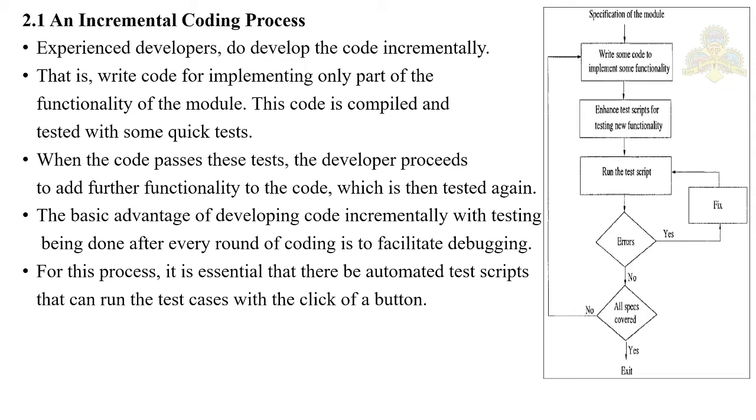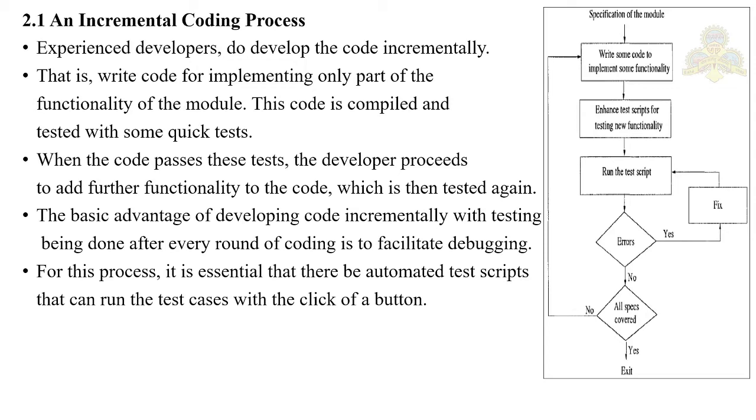Okay. So a better process for coding, which is often followed by experienced developers, is to develop the code incrementally. That means to write the code for implementing only a part of the functionality of the module. Then this code is compiled and tested with some quick test, to check the code that has been written so far. When the code passes this test, the developer moves on to add some more functionality to the same code. Again, it is tested. So what we can say is the code has been developed incrementally.